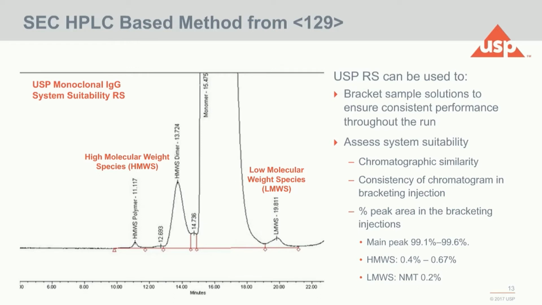And so here you can see you get very nice resolution of the monomer versus the low molecular weight species. We can see a very clear dimer peak just to the left of the main peak, and then some larger high molecular weight species as well.